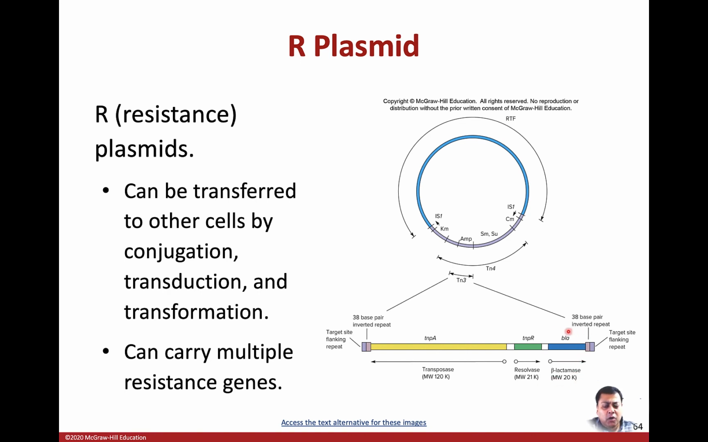Beta-lactamase, again, we are going to talk about in a separate chapter in detail. Beta-lactamase confers resistance to the whole penicillin group of antibiotics. It breaks down the beta-lactam ring in the penicillin group of antibiotics and renders them ineffective. So sometimes beta-lactamase is also called penicillinase.